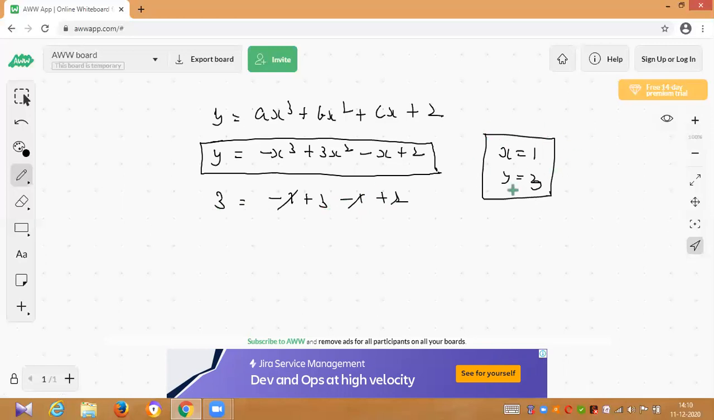So truly this point lies on this curve, and this is how we solve any equation based on a stationary point, second order derivative, and any cubic equation curve which we can get using differentiation. Thank you, students. Now start practicing differentiation.